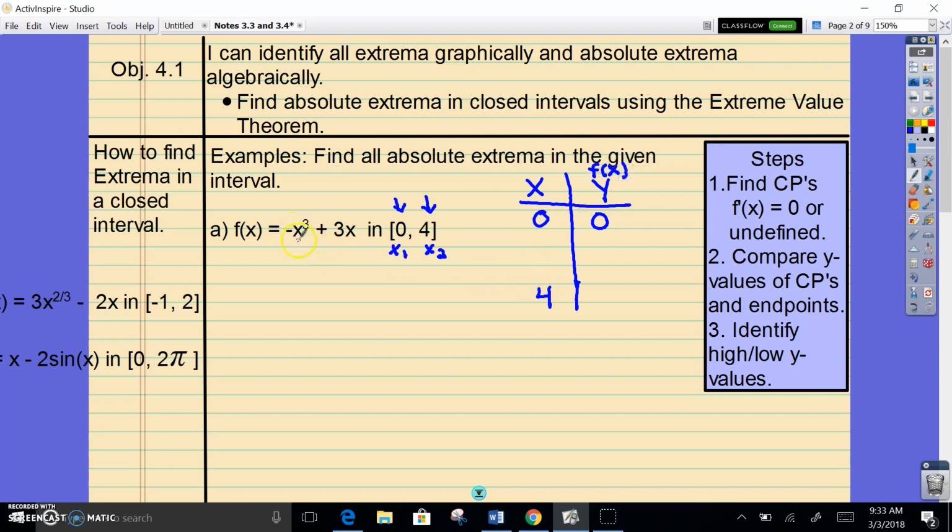Then I'm going to put in a 4 and compute that value. So I got a -52 for that particular y value, for that x value. So I'll put a -52 here. So already I can tell this is my highest point so far, and this is my lowest point so far. But there might be something in between, and we've got to check. So next, I'm going to follow the first step. Find the CPs of f of x. That's where f prime of x is 0 or undefined.